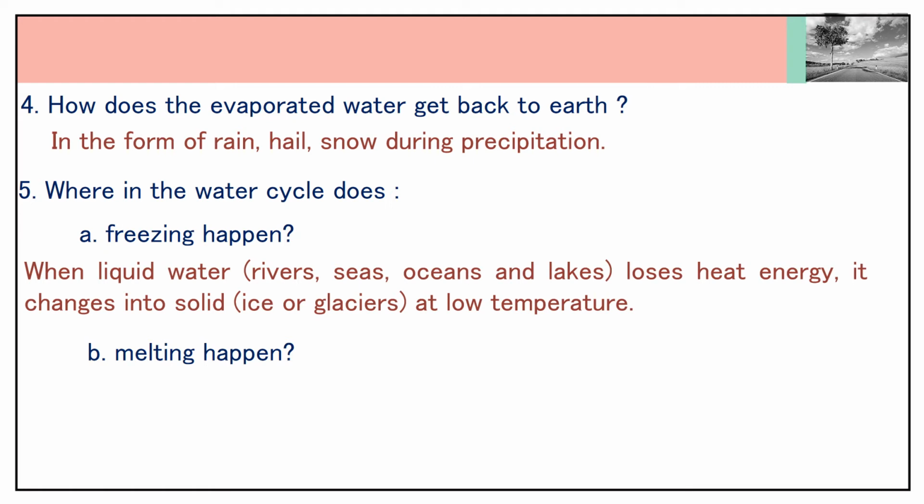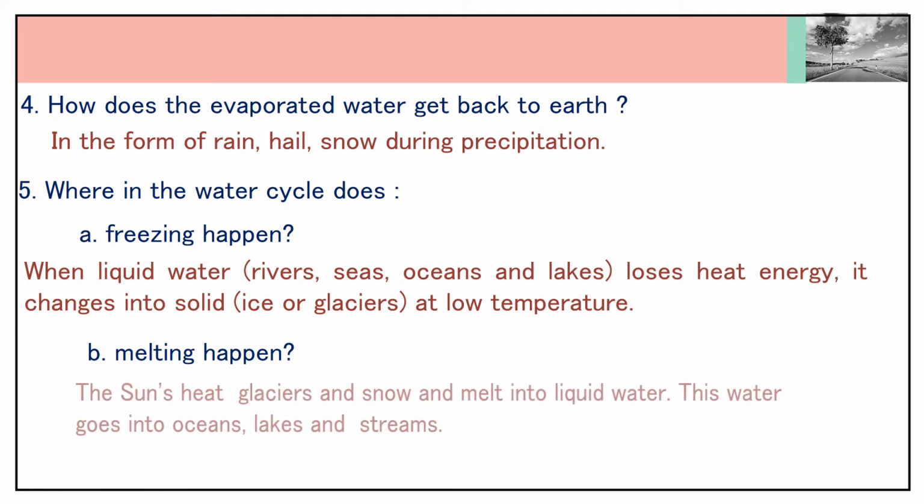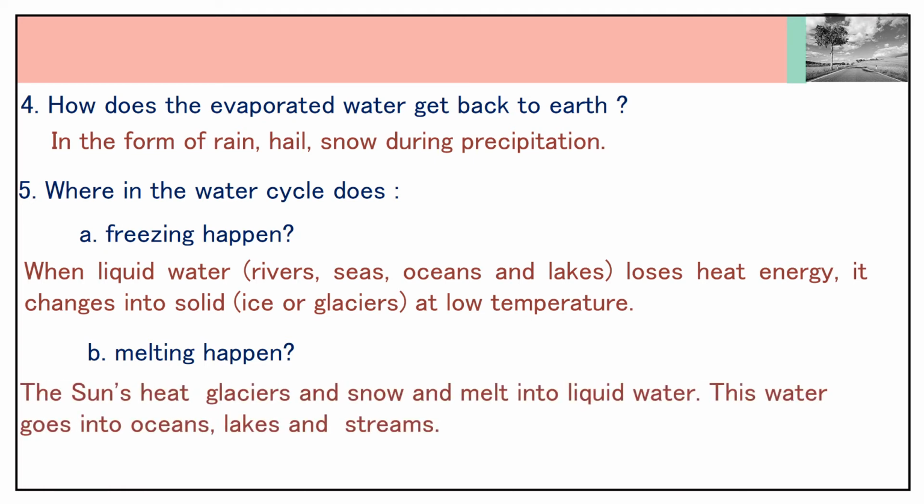B. Where does melting happen? The answer will be the sun's heat hits glaciers and snow and they melt into liquid water. This water goes into oceans, lakes, and streams.